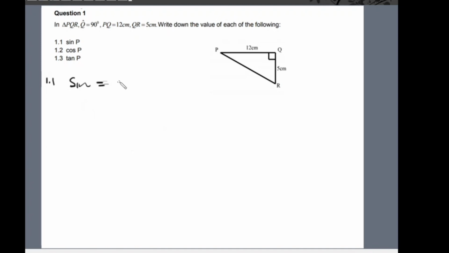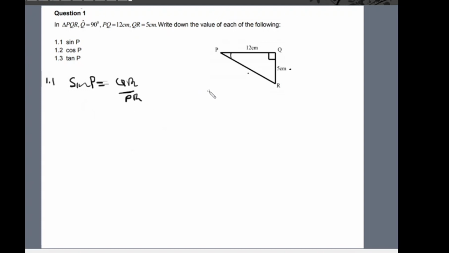What is the opposite of sine P? Sine P is equal to opposite over hypotenuse. So sine P, this is the angle, sine of angle P. So sine P will be the opposite over hypotenuse. The opposite is QR. The hypotenuse is PR, right? QR was given as 5 centimeters, but PR we don't know, right?